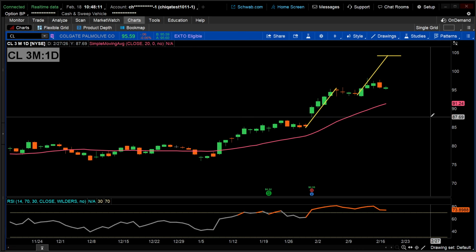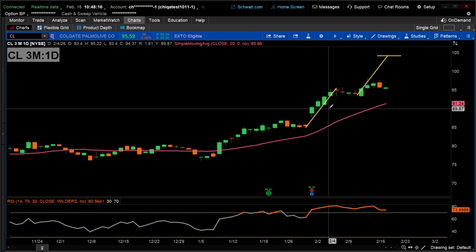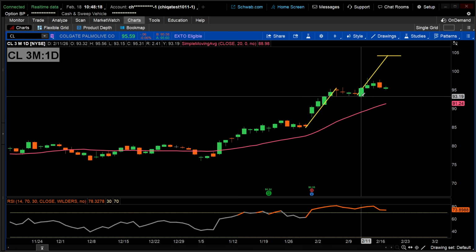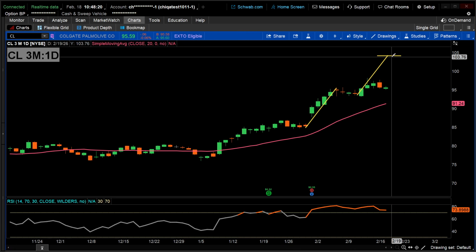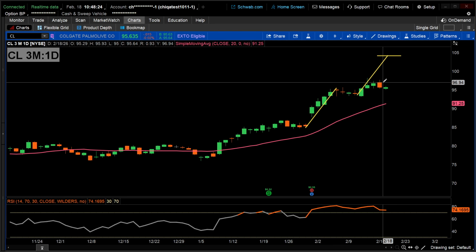Now, we also expect that it's generally going to take about the same length of time. So this took about a week to get to there, and we would expect that this might take about a week to get to that target. But the problem is it didn't get there. In fact, it's starting to pull back and giving us another potential bull flag here.